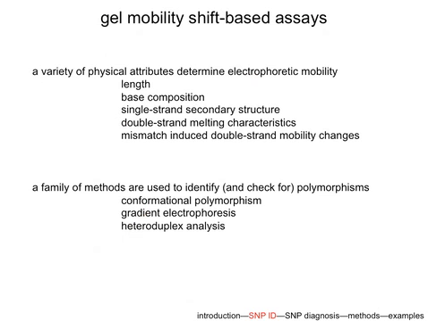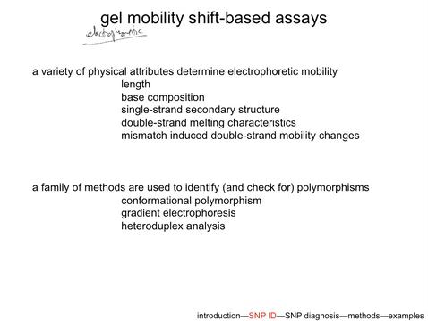Primarily we're going to begin with methods that depend on changes in gel mobility, that is electrophoretic mobility, because there are other means of separating our molecules electrophoretically besides gels. In any case, there are physical attributes that we want to focus on that determine electrophoretic mobility. Principally length. Obviously the physical size of the molecule is going to affect its electrophoretic mobility.